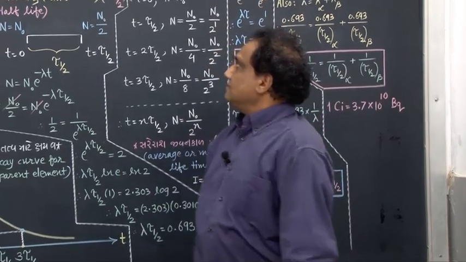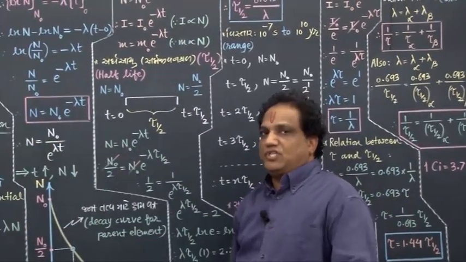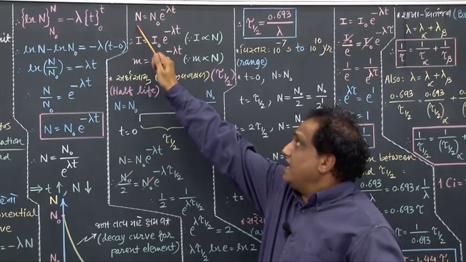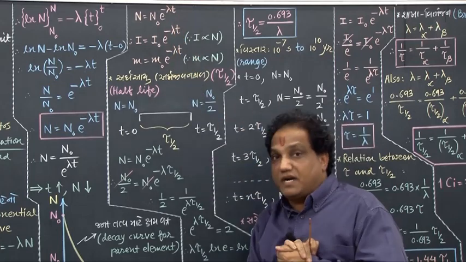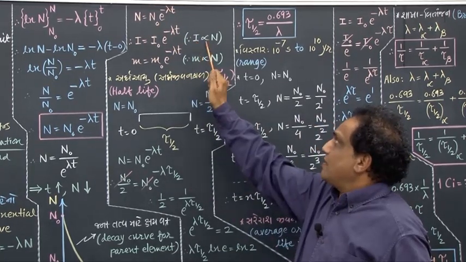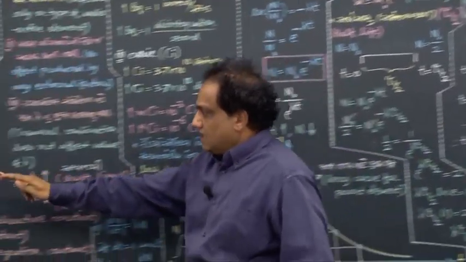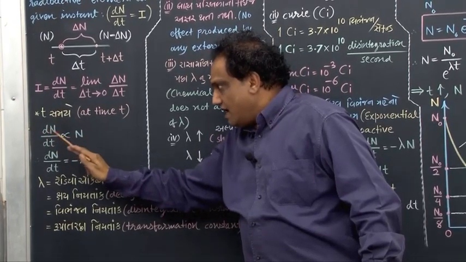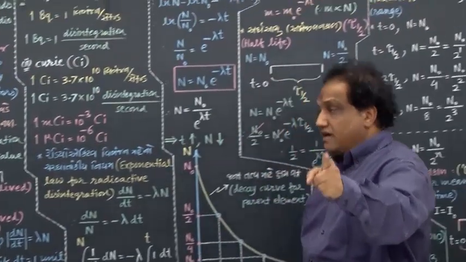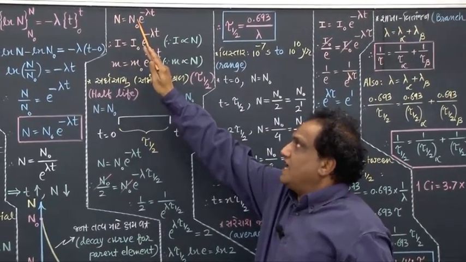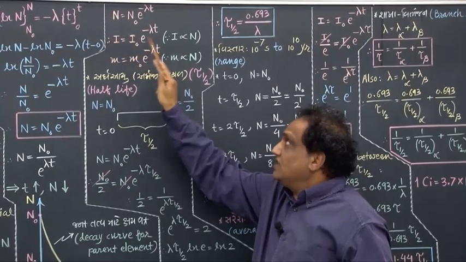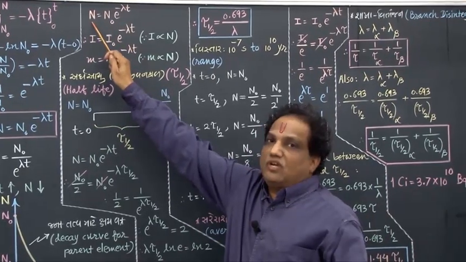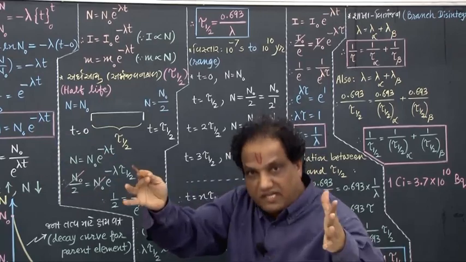Okay, fine. Just now we have obtained the exponential law for number, and that law is: n equals n0 e raised to minus lambda t. But I is proportional to n. Look, dn upon dt is nothing but I. So they replace this by I proportional to n. So when I is proportional to n, wherever it is n, you may write I. If it is here n0, you may write here I0. So now this will become the exponential law for activity. This is the exponential law for number. This is the exponential law for activity.